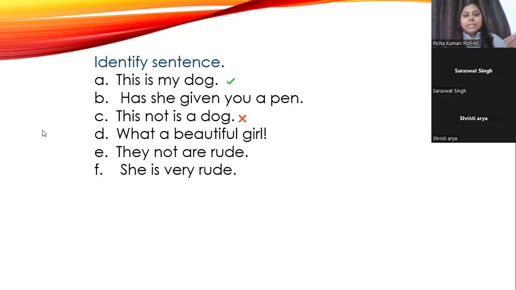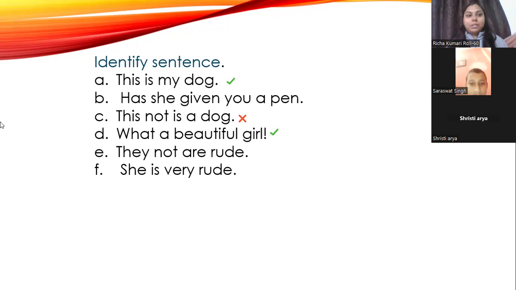Now, next sentence, number D. What a beautiful girl. Now, what is it? Ma'am, a sentence. A sentence. Now, Shashwat, can you tell me what kind of sentence it is? Ma'am, exclamatory sentence. That's great. So, Shashwat, your camera is off. How will you show me the thumbs up? Ma'am, now it's on. Okay. So, let's move on to the next question.